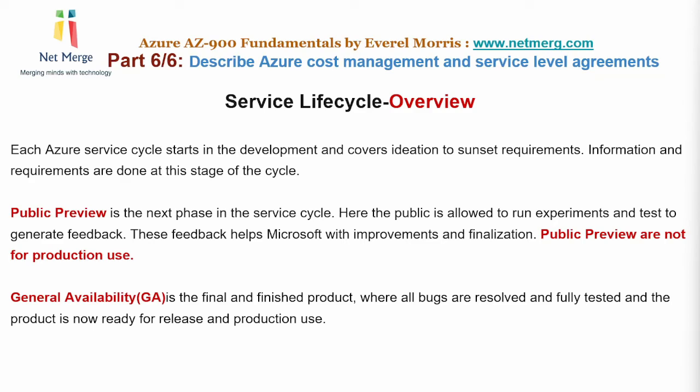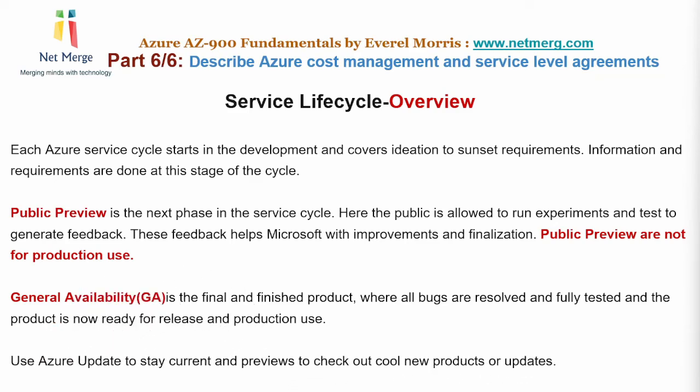Now, general availability, we spoke about that before, and the three types of general availability. You want to make sure you understand them, and you want to understand that this is the actual product that you would put in production, and the only product that you would put in production is a product that is generally available, and the bugs are technically resolved for the most part, and it is ready for production use. Now use Azure Updates to stay current on previews and check out cool products and updates from Microsoft. It will help you a lot.